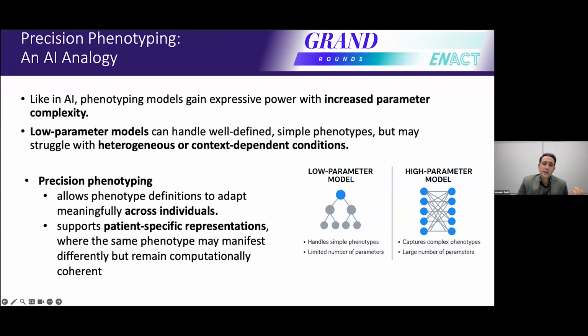Just like a good AI can answer the same question differently, depending on who is asking, precision phenotyping lets us meet the patients where they are. Not where a rigid model says they should be.